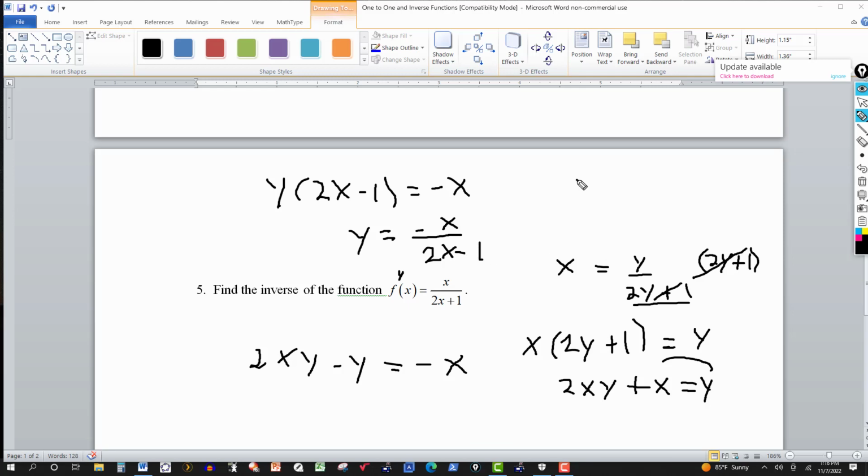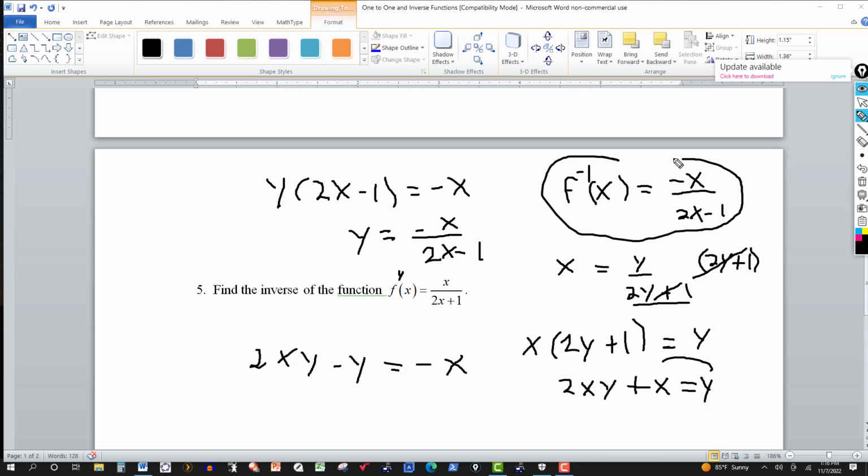And then you can rewrite this, if you want it in functional notation, this is actually the inverse. So it'd be f inverse of x, and that's equal to minus x over 2x minus 1. And depending on what you did, it could turn out that this is positive x on top and minus 2x plus 1 on the bottom. Either one is correct.